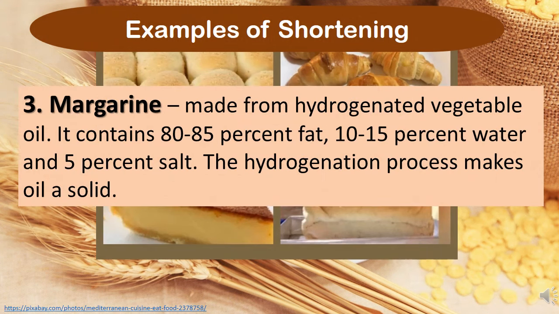The next example of shortening is the margarine. It is made from hydrogenated vegetable oil. It contains 80 to 85% fat, 10 to 15% water, and 5% salt. The hydrogenation process makes oil a solid.